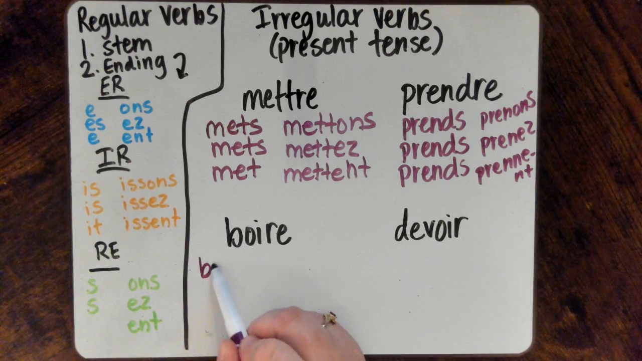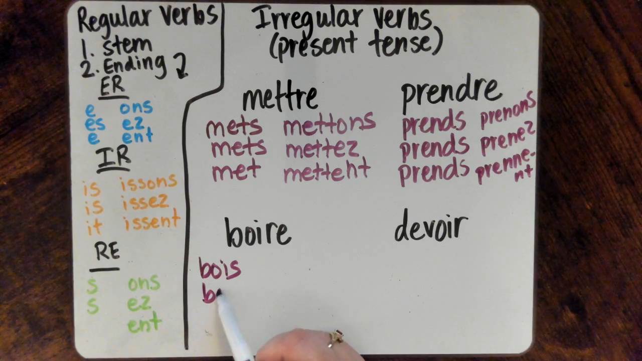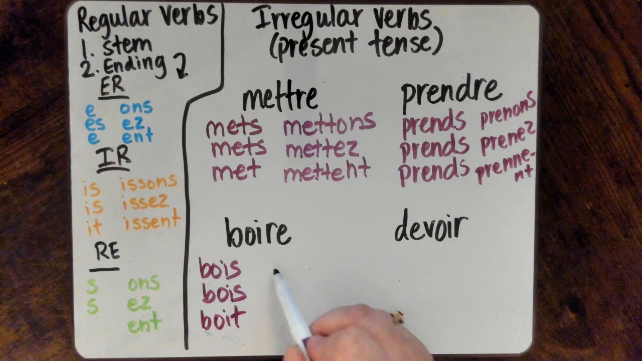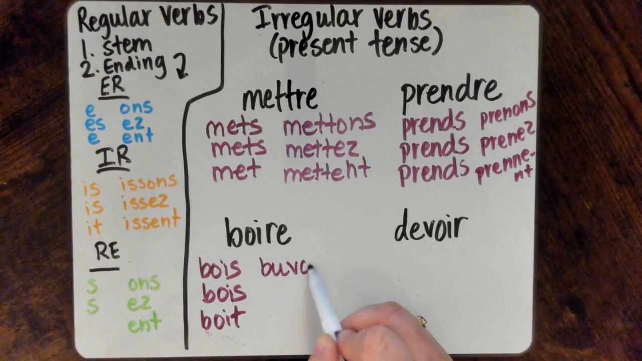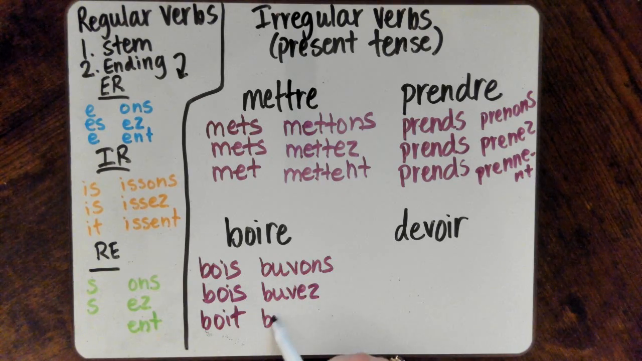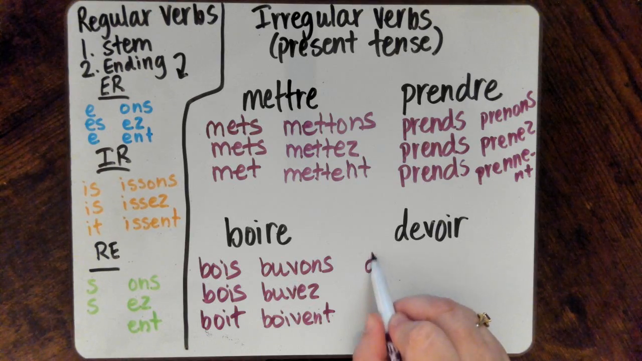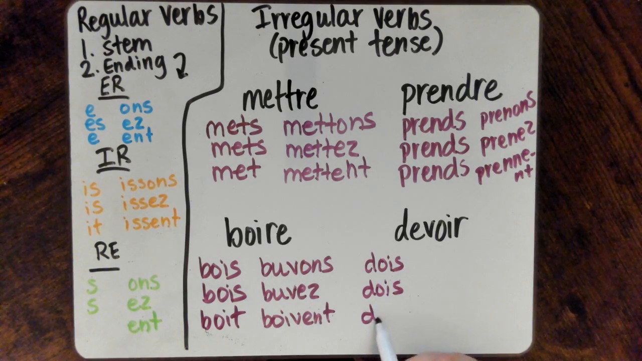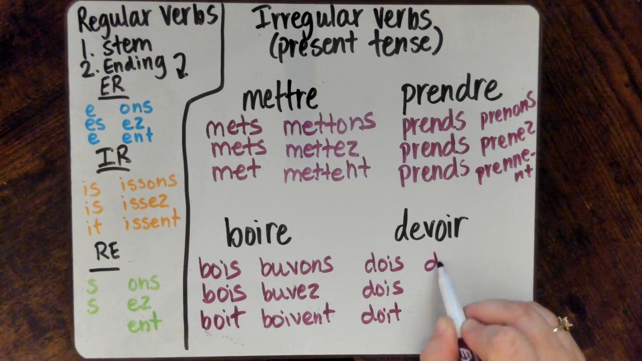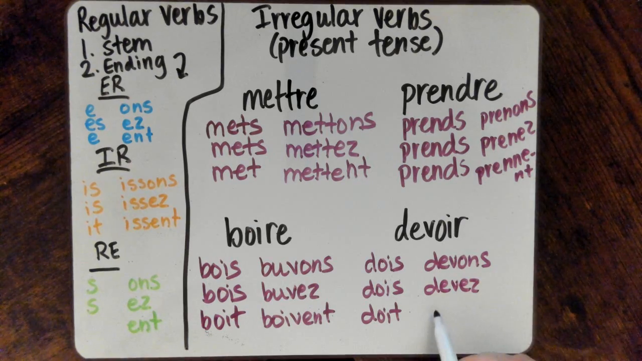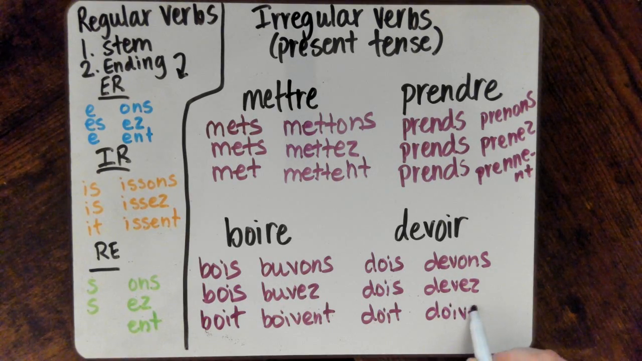Boire. We have bois, bois, boit, buvons, buvez, boivent. And devoir, which is dois, dois, doit, devons, devez, doivent.